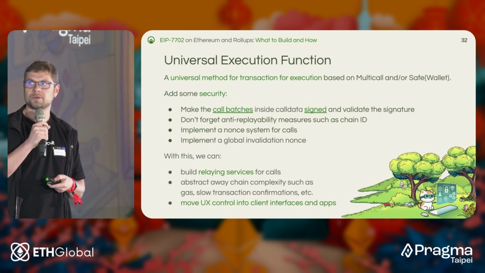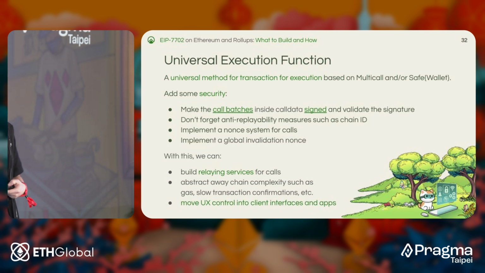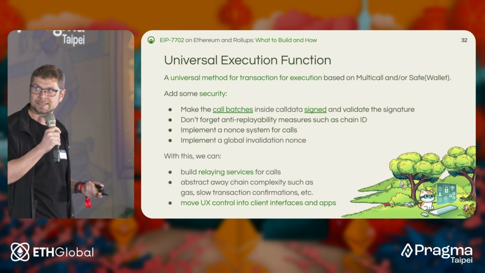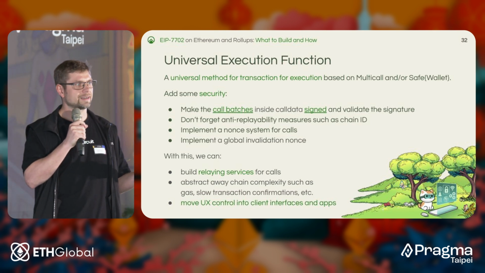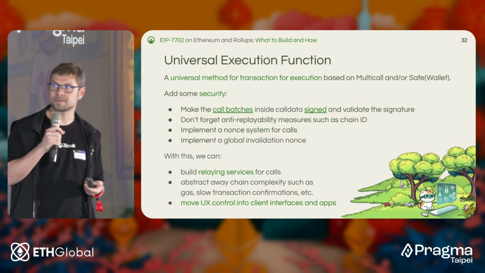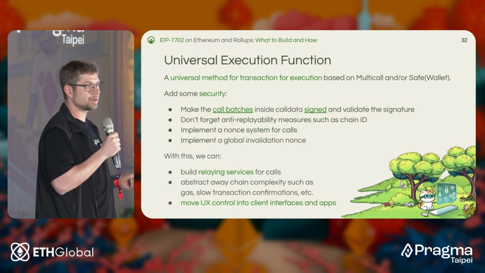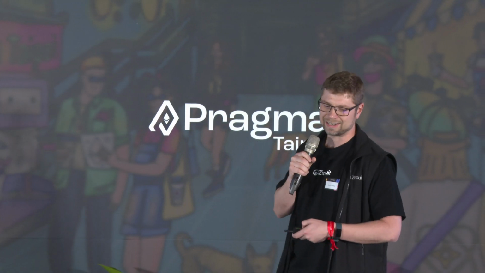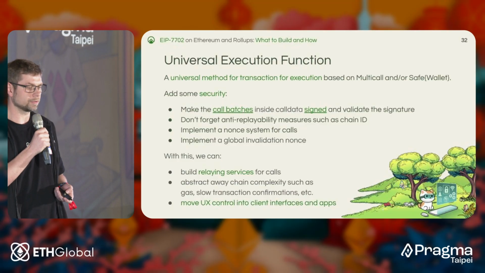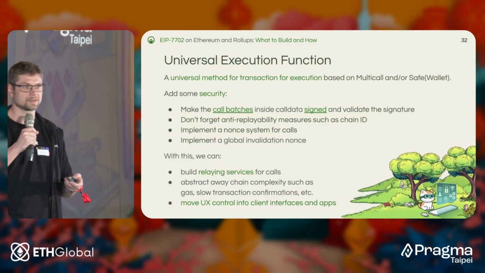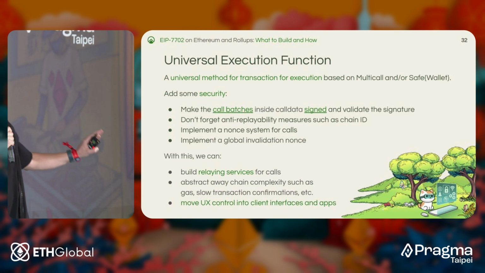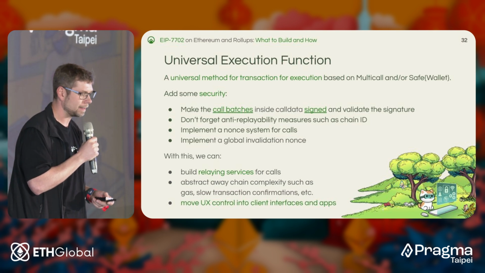So you would want those call batches into that aggregate function that I showed on the previous slide to be signed so that there's some explicit consent of the owner of the account. You would want to implement some anti-replayability measures, so do not forget the chain ID and so on. You would want to implement some kind of nonce system so that you can guarantee the order of execution of those call batches, and you would probably want to implement some invalidation nonce so that you can say, hey, I no longer want to execute anything that I have signed before.